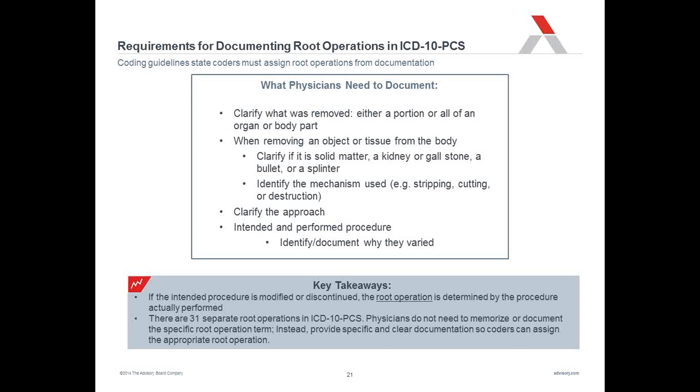What are the requirements for documenting root operations? If you remember back to that slide that showed the 7-digit PCS code, one of the digits was root operation. And really, it's not important that the physician specifically calls something a root operation, but it's important that the physicians give specific and clear documentation so the coders can assign the appropriate root operation. The root operation really needs to identify what part was removed when removing an object, whether it was a solid matter, kidney, gallstone, or bullet, or identifying the mechanism that you're using: stripping, cutting, or destruction.